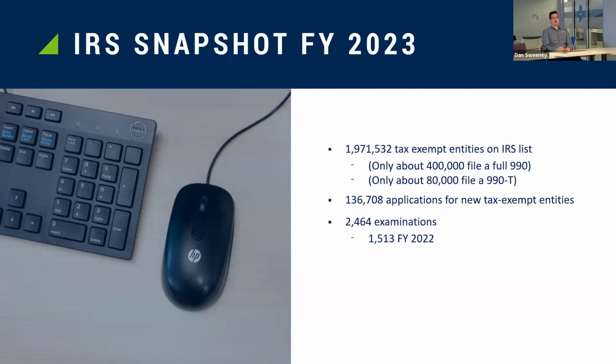For the last fiscal year, there were about 136,000 applications for new tax-exempt entities. And if you look at the actual audit rate for audits in the nonprofit space, there was about 2,500. And if you go back 1 year, it was only about 1,500. So you can probably do the math yourself to see, well, we have 2 million organizations that are out there, but we're only seeing about 2,500 audits each year, and we're getting about 140,000 new entities each year. So that's where things sit with the IRS. That's their snapshot of where we're sitting for tax-exempt entities.